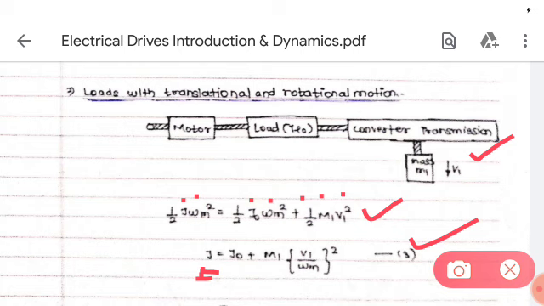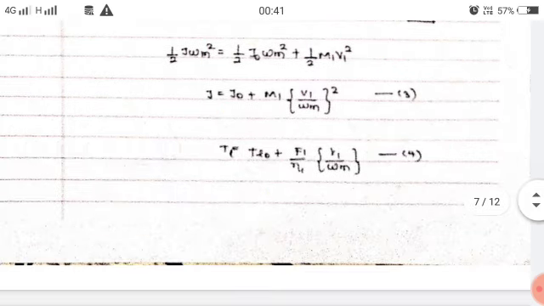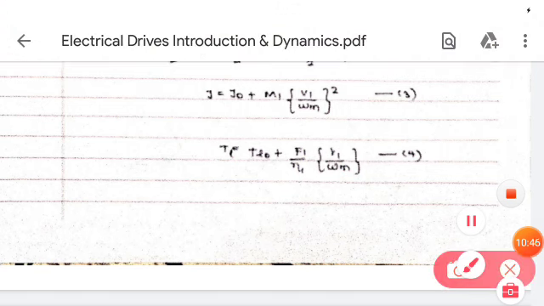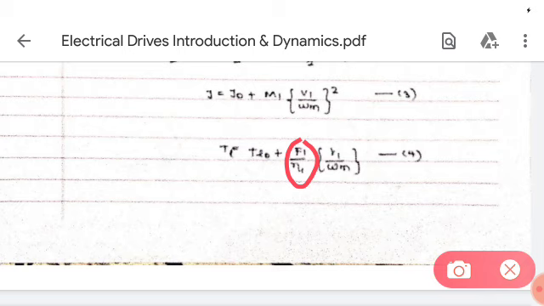And now the torque equation. The torque equation is TL equal to TL0 plus F1 into bracket v1 by omega m. So this is v1 by omega m. So this is how we can calculate inertia and torque referred to the motor shaft.